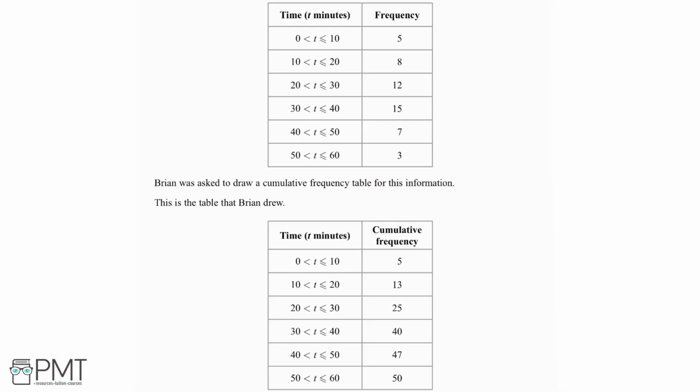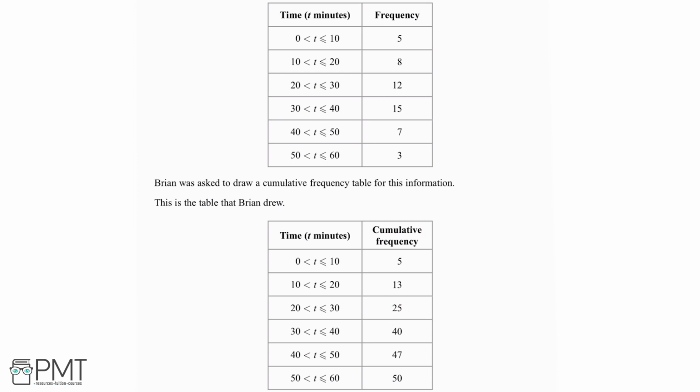So firstly, let's have a look here at the frequency part. So we've got our frequencies here, so 5, 8, 12, 15, 7, and 3. And here Brian's drawn cumulative frequency. And it looks like he's got this correct, because we start with 5, and then we've got 13, which is correct because we've got 5, and we're adding on the 8 here, because it's cumulative, giving us the 13.